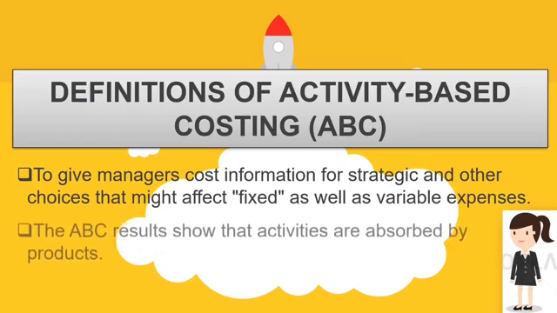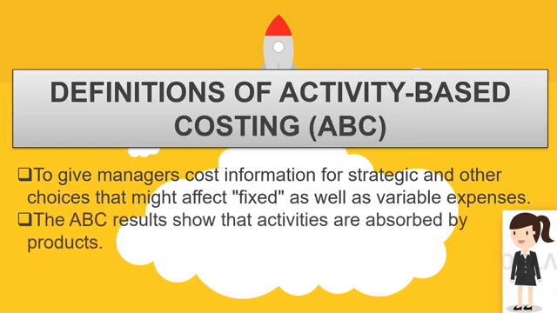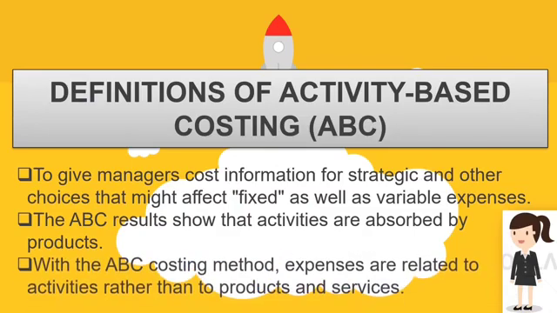The ABC results show that activities are absorbed by subproducts. It is ordinarily used as a supplement to, rather than as a substitute for, the company's usual costing system. With the ABC costing method, expenses are related to activities rather than to products and services. This makes it a lot easier to match the expenses to the activities that produce them.